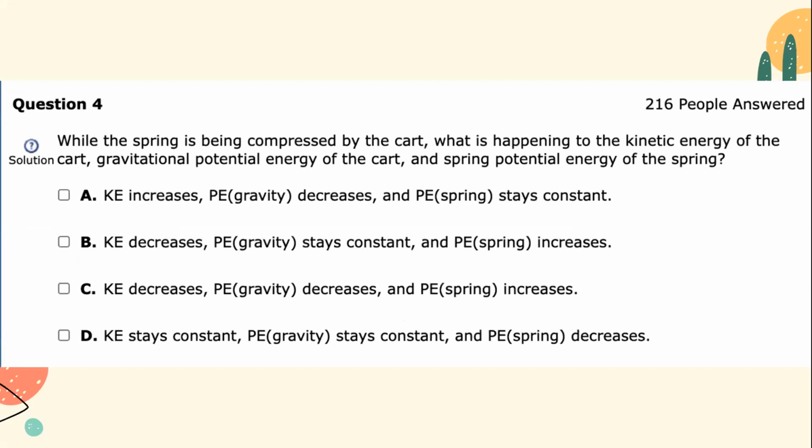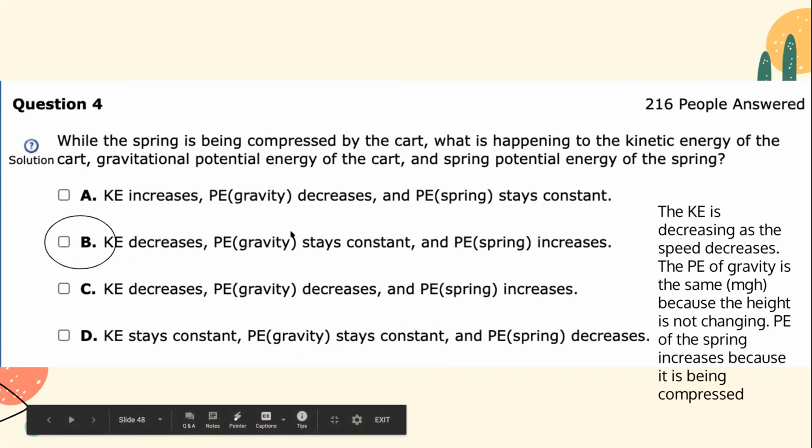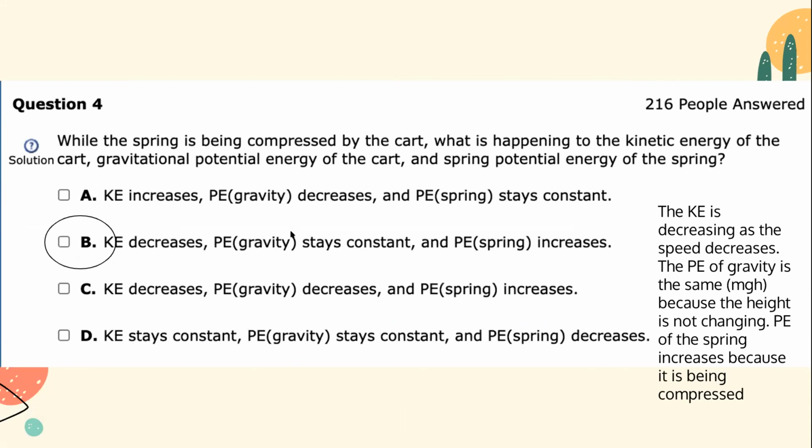So what is happening to the kinetic energy and the potential energy of the cart and the spring potential energy when the spring is compressed? So what happens here is that the kinetic energy is going to be decreasing because the speed is decreasing. And then the gravitational potential energy is actually constant because we're at the same height. And the spring potential energy is increasing because we are compressing the spring now. Does that make sense?